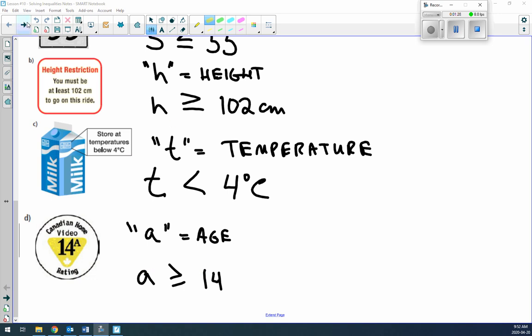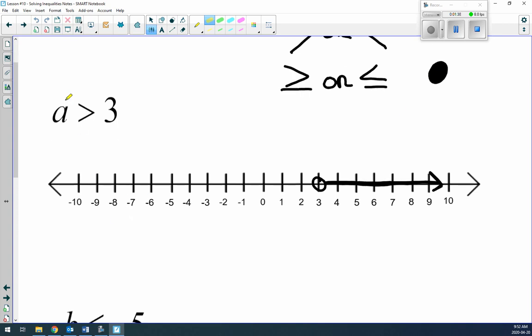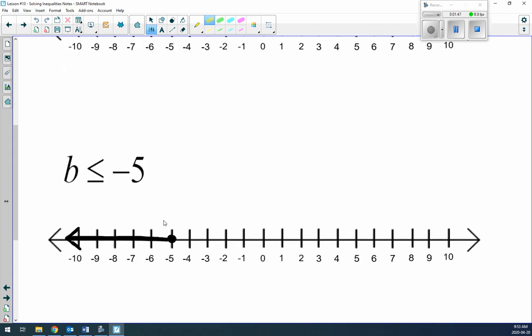Okay, so let's graph these things out. Flip the page. To draw an inequality, when you have greater than or less than, it's an open circle. When it's greater than or equal to or less than or equal to, it's a closed circle. So we look at this one. A is greater than 3. It doesn't include 3, so we have an open circle at 3, and then it's everything to the right of it. B is less than or equal to negative 5. It includes negative 5, so you have a solid circle at negative 5, then everything to the left of it.